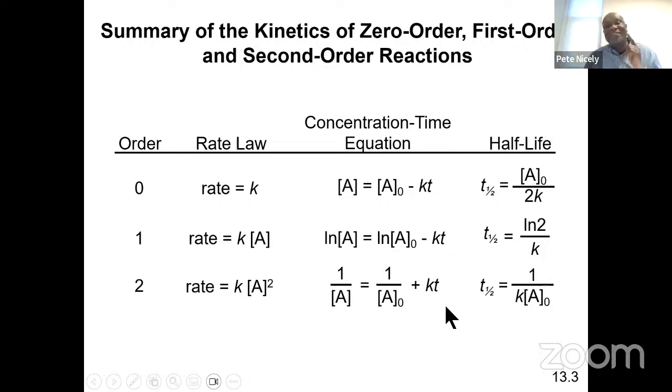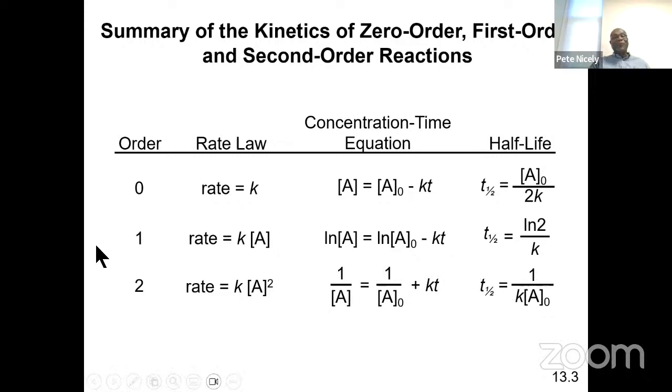I just realized that there's something I skipped over. So let me go back to the first order rate equation. And that is the half-life here, right? This is the equation for the half-life for the first order equation. Half-life is equal to ln2 over k, all right?